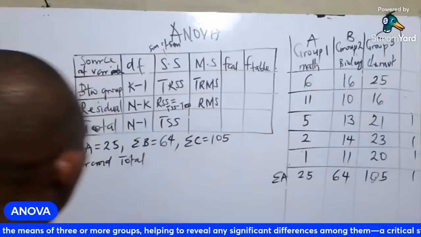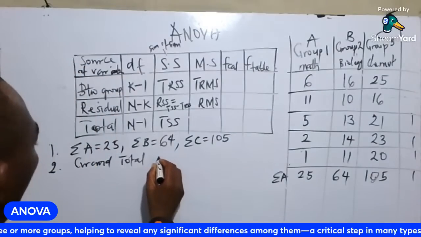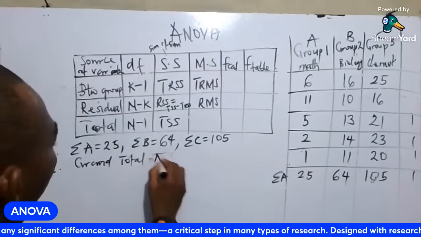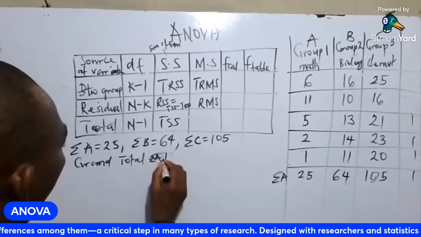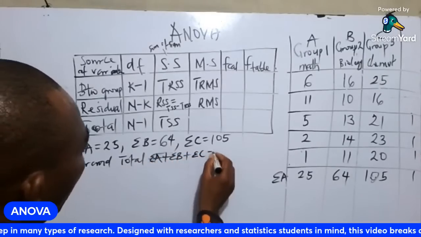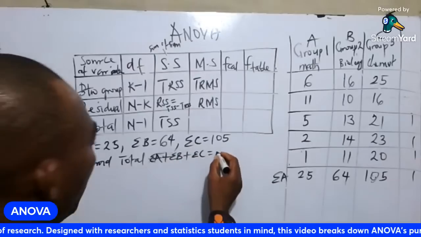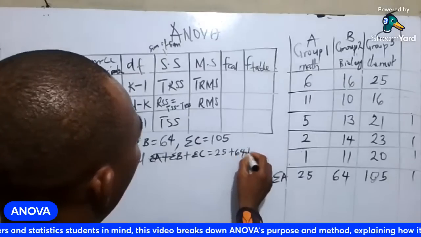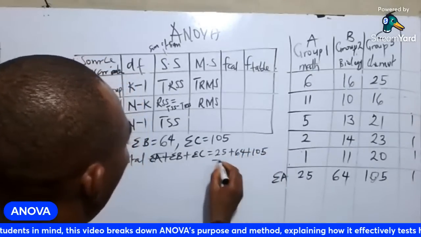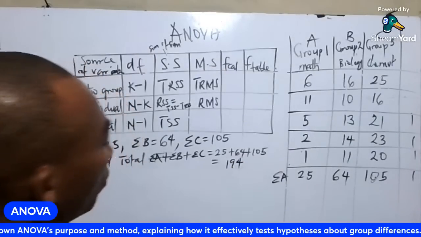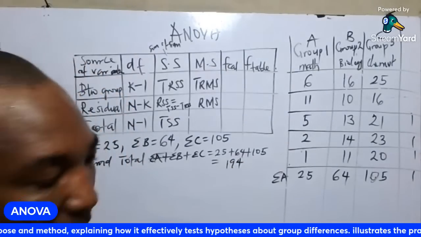So the grand total will be what? Total for 1, which is 25. Let me call that one A: summation A plus summation B plus summation C. That is the addition of the sum of the 3. So that is 25 plus 64 plus 105. When you add that together, that will give us 194. So that's the second step.